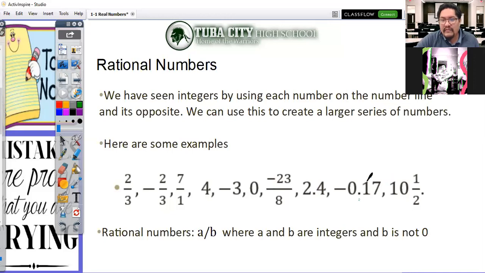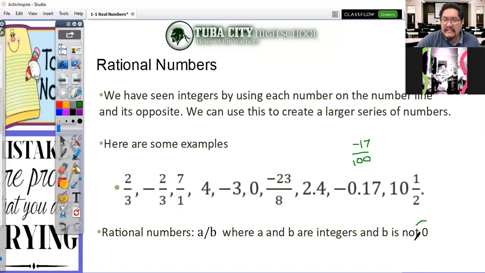And the same is true with negative 0.17, or negative 17 hundredths is the way we would say that number. That would be a negative decimal. Let me just go ahead and write it as a fraction. It would look something like that. Negative 17 over 100. So again, it can be written as a fraction.